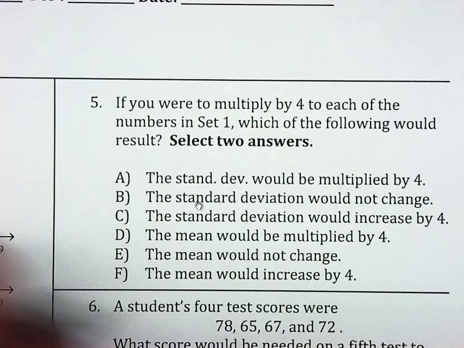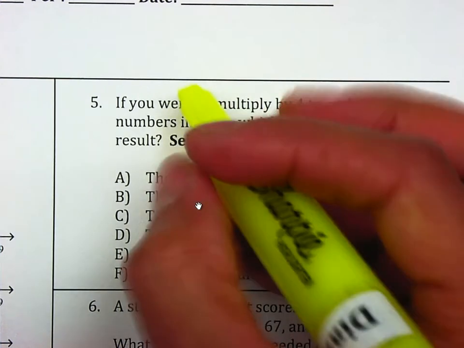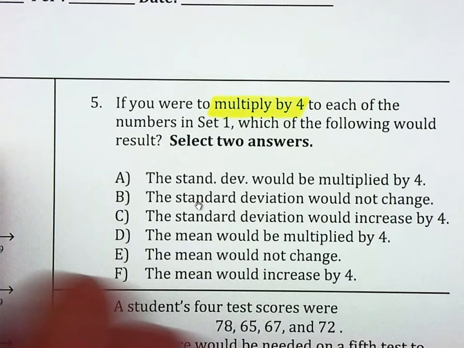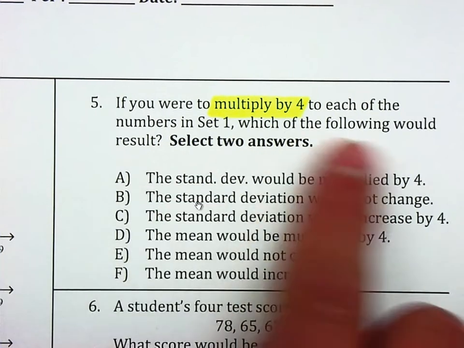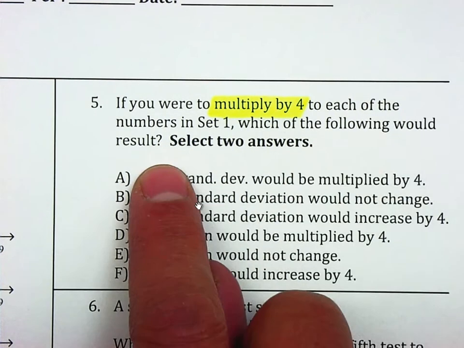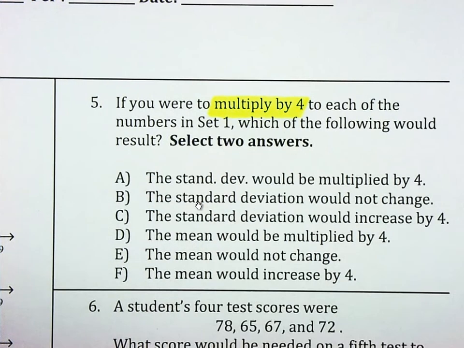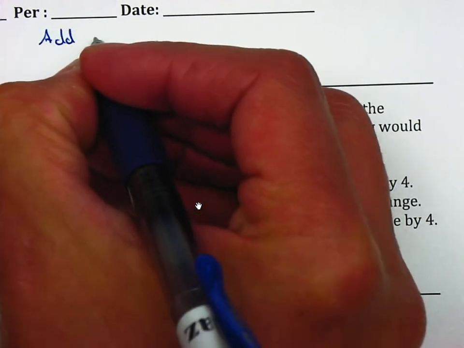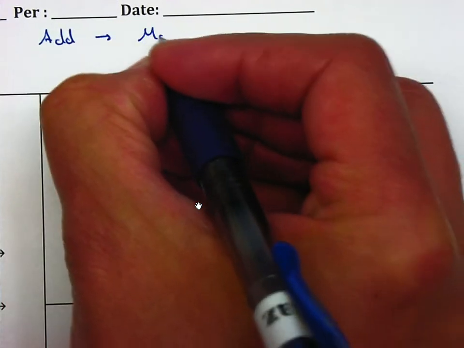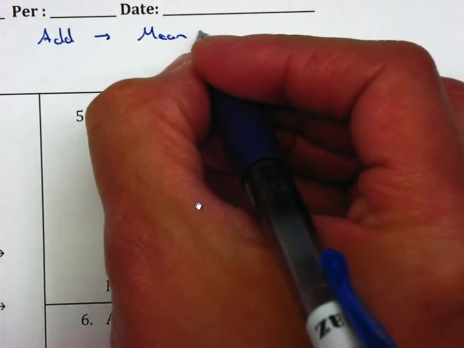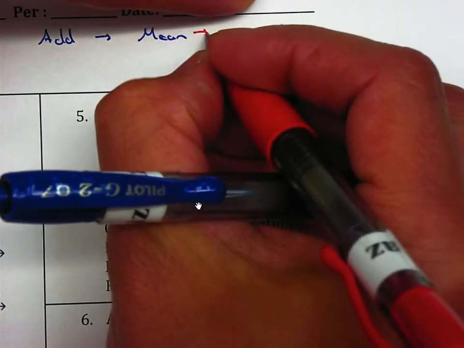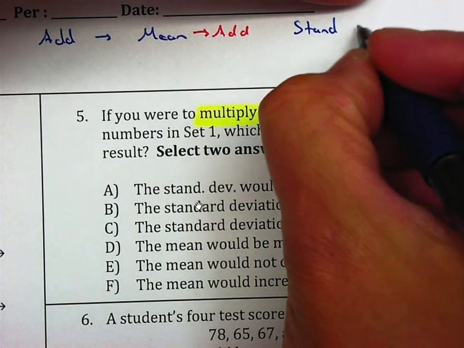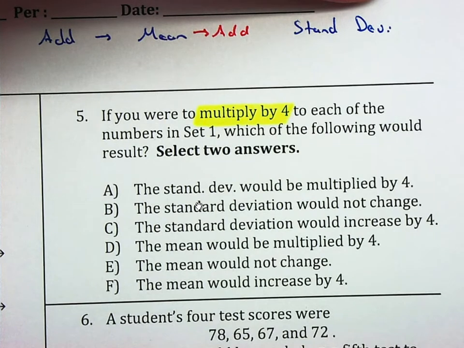If you were going to multiply by 4 each number in set number 1, which of the following will result? And we need to select two answers. Now remember that if you add or subtract, then your mean gets added, but your standard deviation stays the same.